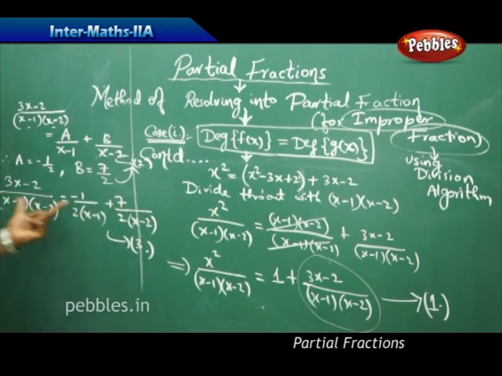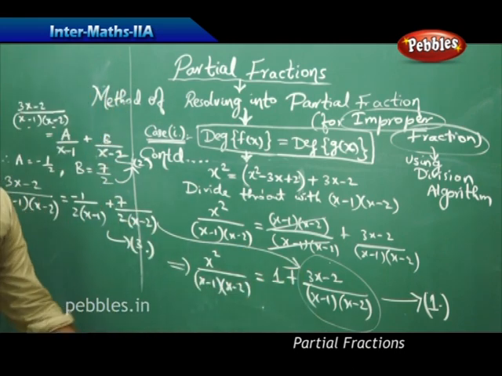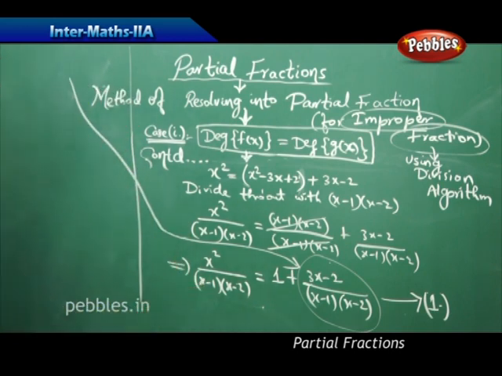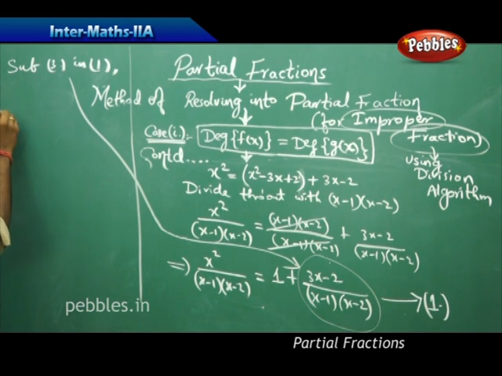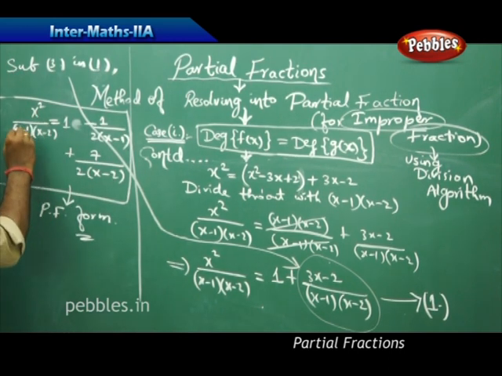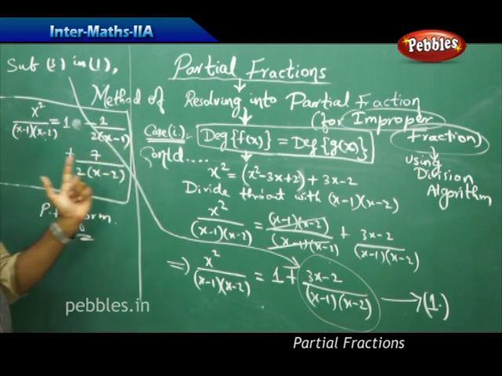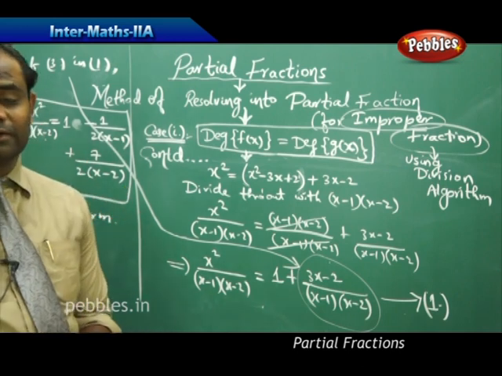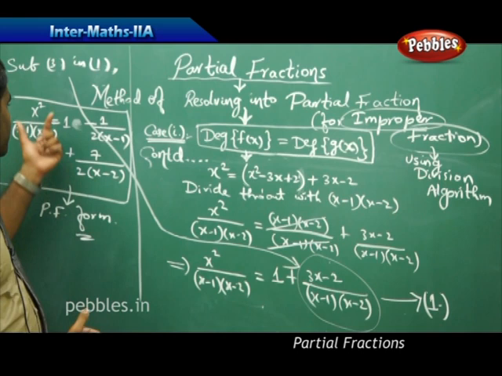Now I'm going to substitute equation 3 in equation 1 so that I get the overall resolved partial fraction. With substitution of equation 3 in equation 1, I get x squared by x minus 1 into x minus 2 equals 1 minus 1 by 2 times x minus 1 plus 7 by 2 times x minus 2, which is the partial fraction form of the given improper fraction of case 1. Degree f of x equals degree g of x.